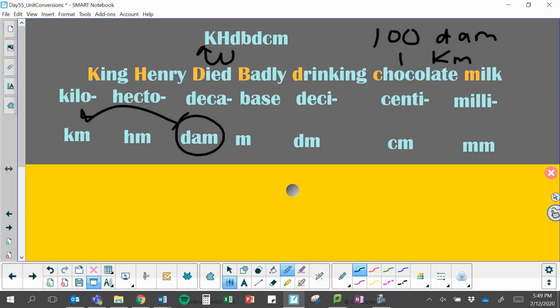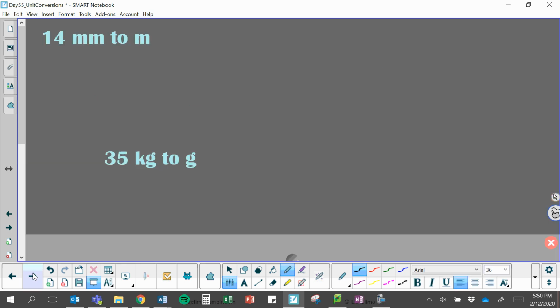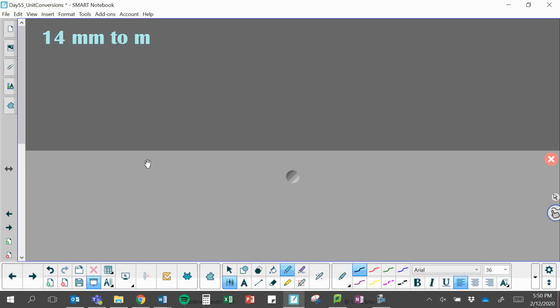If you get confused about which one is bigger, I usually think about how King Henry is a proper name, so we're going to capitalize it. So the bigger things, the farther to the left it is, the bigger it is. Okay, so we're going to solve problems the same way, just now I did not give you the unit conversion. You have to figure it out yourselves. So you can pause this if you'd like to try it on your own.